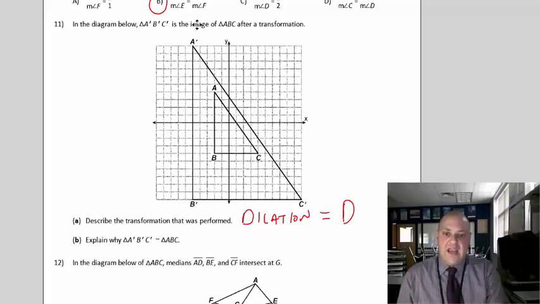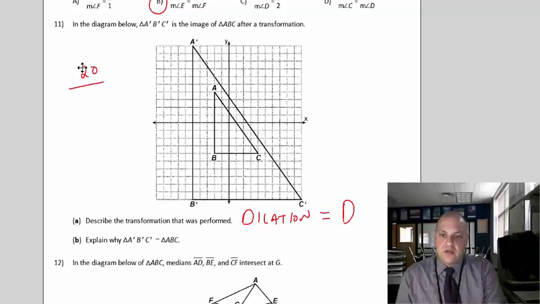If you count A prime to B prime, this is 20. And this is, no, 16. Wait, 1, 2, 3, 4, 5, 6, 7, 8, 9, 10. Yeah, this is 20. And this is 1, 2, 3, 4, 5, 6, 7, 8. Okay, so this is 8, and this is 20. So what happened is it did 20 over 8, which is a ratio of 5 to 2.